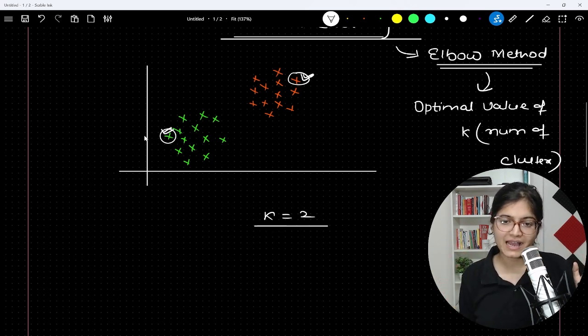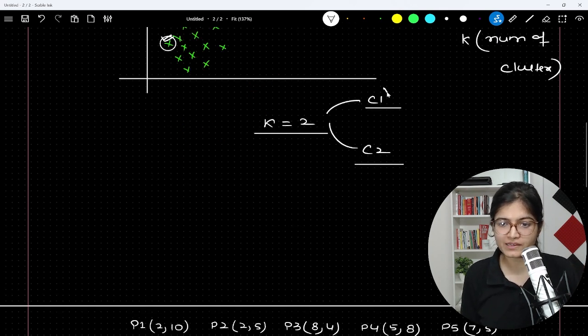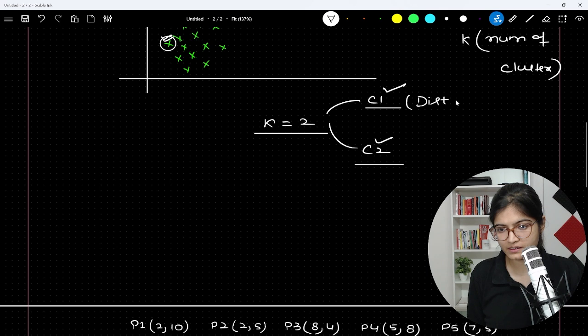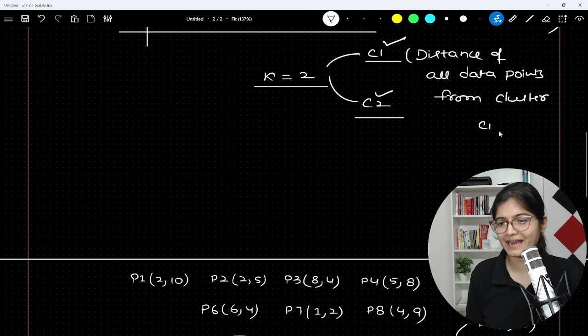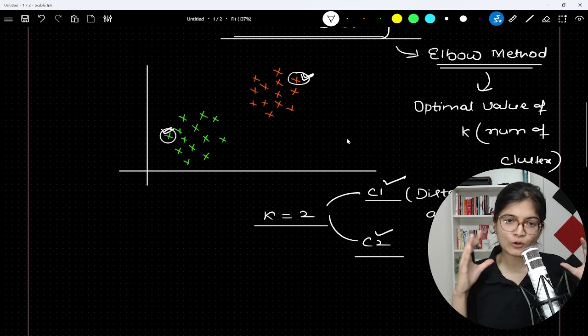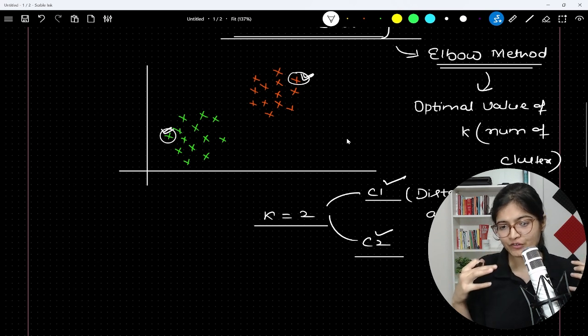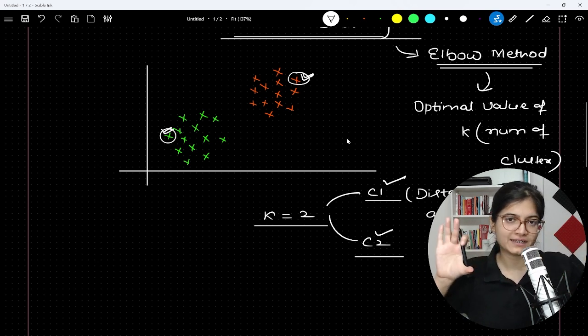Now, what I will do is I will try to find out the distance of all the data points from cluster C1 as well as cluster C2. Now let's say there are a few data points which are very close to C1. There are data points which are very close to C2. And accordingly, I will try to filter the data points.